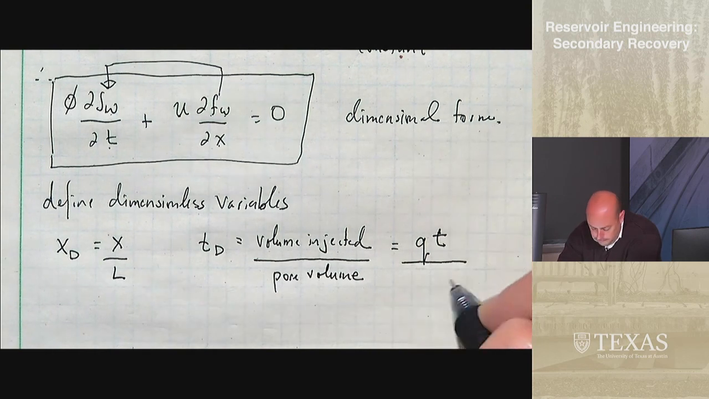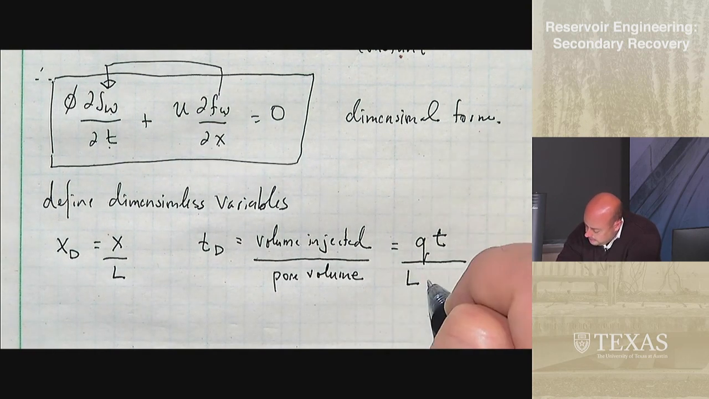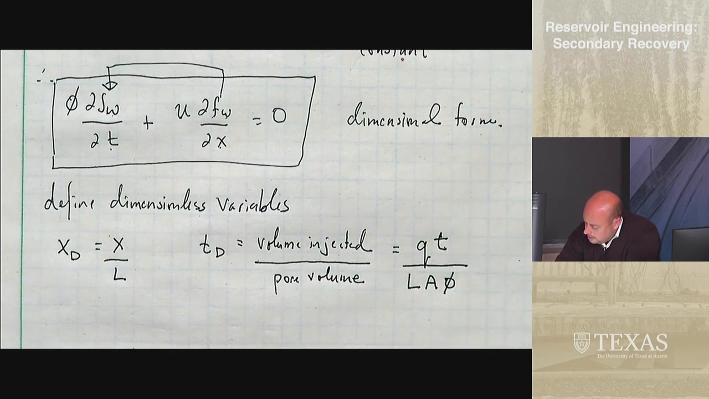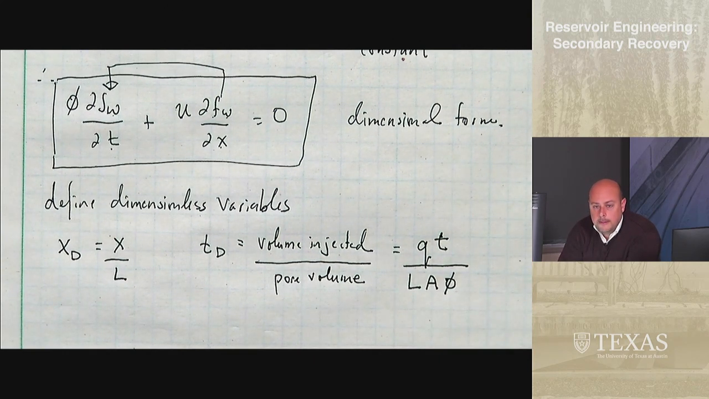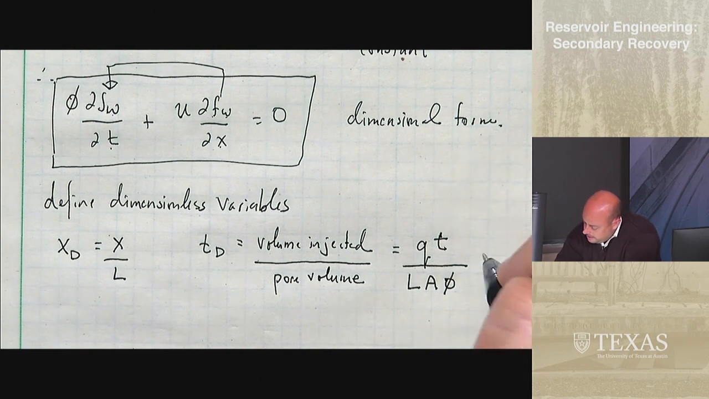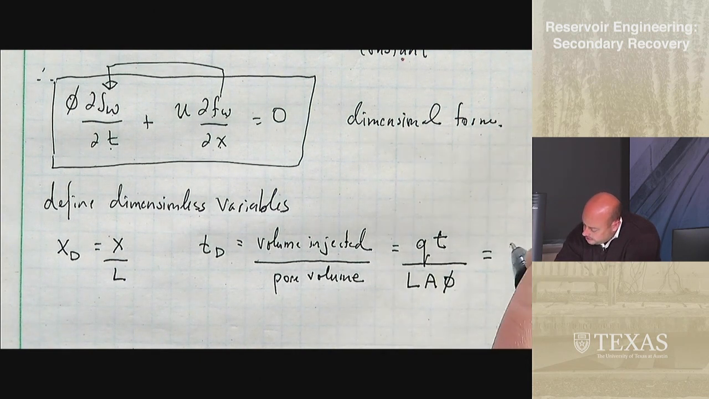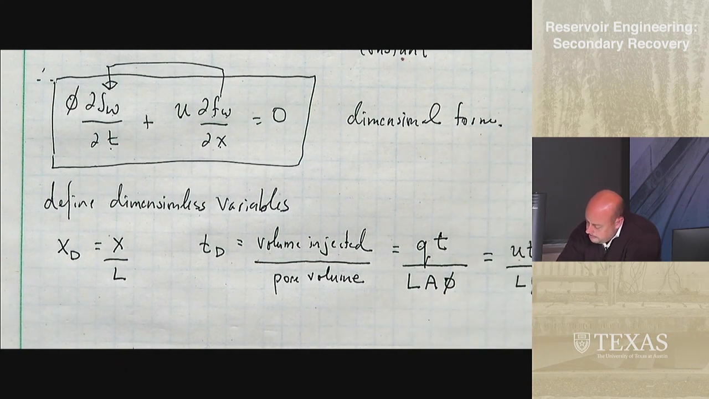The pore volume is the length times the area times the porosity. Length times area is the bulk volume, multiplied by the porosity, that's pore volume. Another way to write this is Q divided by A is, of course, the velocity, so it's uT over L phi.